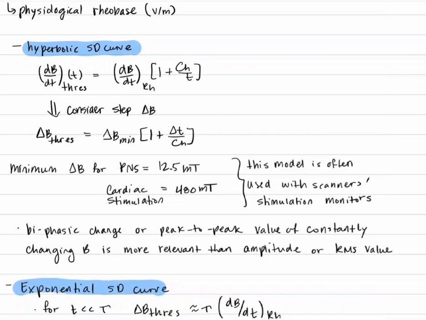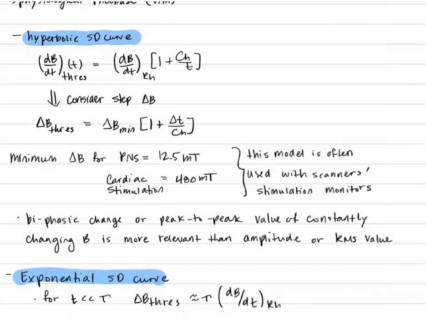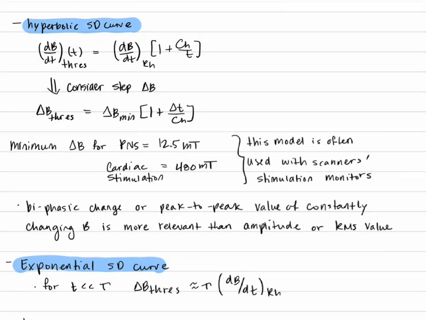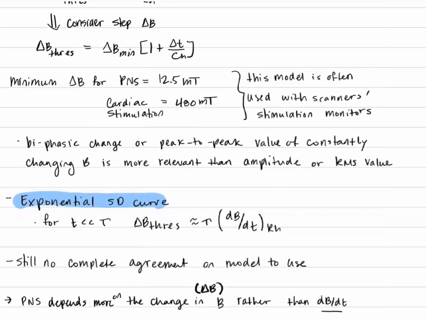And we end up with a minimum change in magnetic field for peripheral nerve stimulation of 12.5 millitesla, and for cardiac stimulation, 480 millitesla. And this model, the hyperbolic SD curve model, is usually what is used with scanners, as MRI scanners typically have stimulation monitors. Biphasic change or peak-to-peak value of the constantly changing field is more relevant than the amplitude or the RMS value.